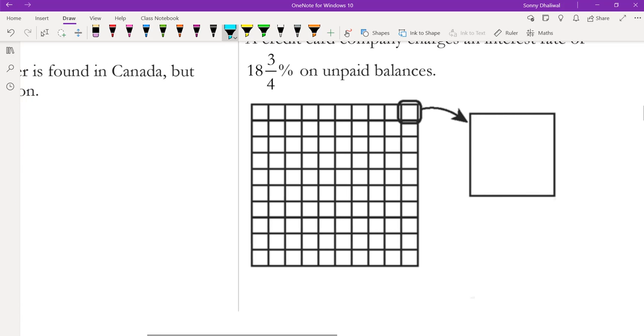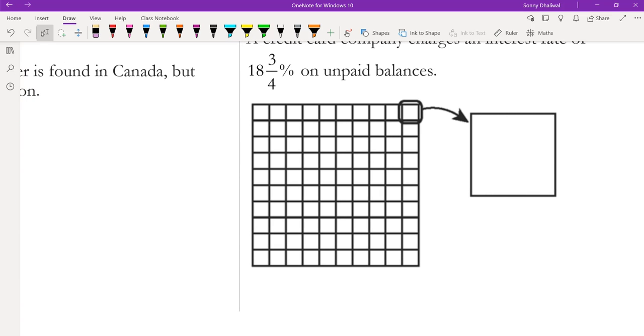Next one. Henry, how many full boxes do we shade in? 18. And it doesn't matter which 18 you're doing. I'm going to just go from the bottom. That's 10. And that's going to be 18. Now, Henry, we have a portion of a percent. You divided this into 4 pieces. When we divide our pieces, they need to be equal pieces.